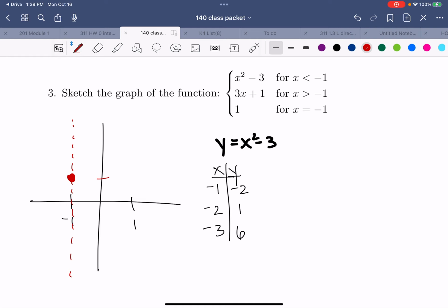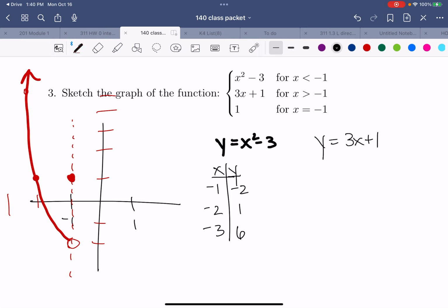Okay. So that gives me the following. At -1, -2, I get an open circle because it's not or equal to. And then -2, 1 is up here. And -3, 6 is way up here. So I'm going to get a parabola that goes up this way. And then the last piece over here on the right, we've got y equals 3x plus 1.